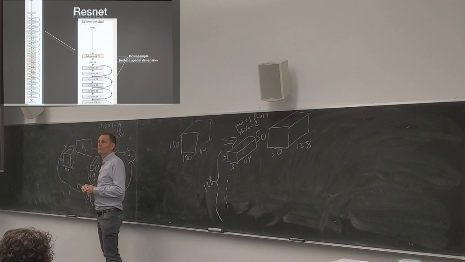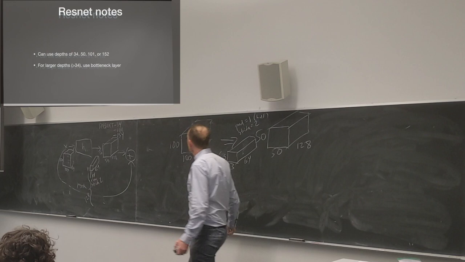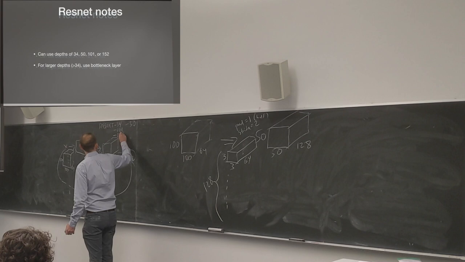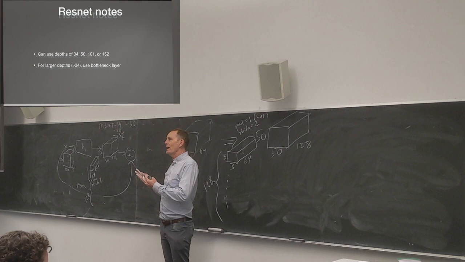That's it for ResNets. The last picture I wanted to show you is the deeper variants: 34, 50, 101, 152. I got this one wrong by two, but off by two is not bad. There are some bottleneck layers I'm not going to even bother talking about. But there's basically some ways to shrink the weights of some of these convolutions.